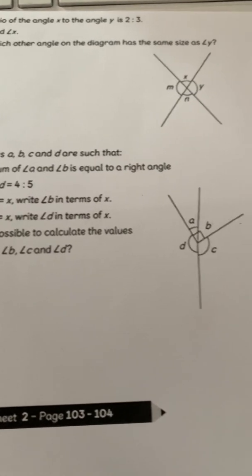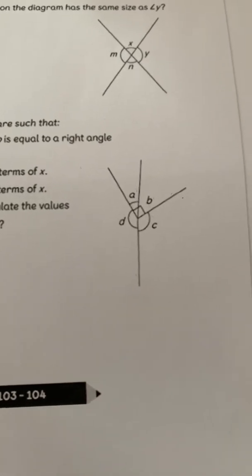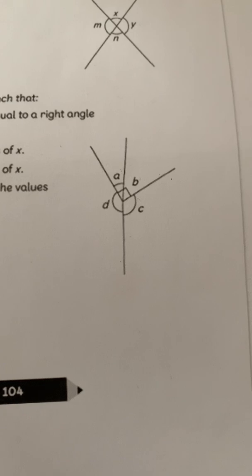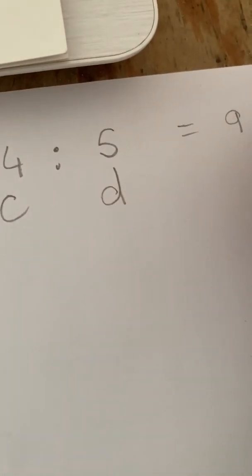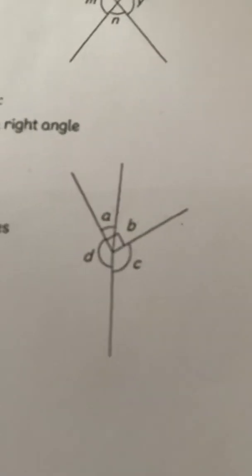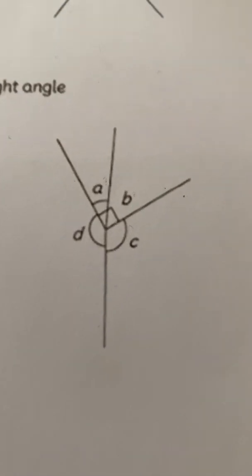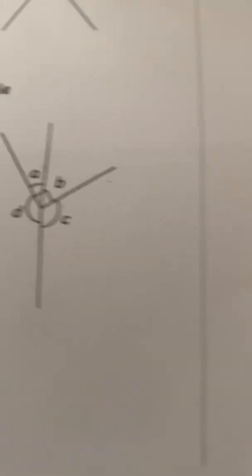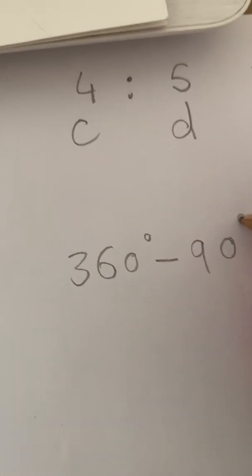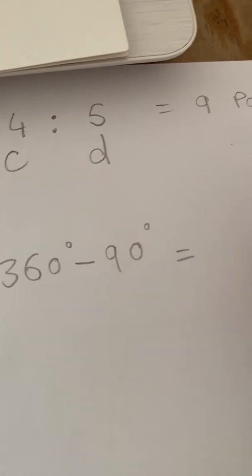So A equals X. At this stage, we don't know what angle A equals. However, we know that A and B together equal 90. And we also know that C and D are 4 parts to 5 parts, which makes up 9 parts. So from what we do know, using our knowledge of angles, we know that all the angles in that circle are going to total 360 degrees. And so far we know that A and B equal 90. So we can take away 90 degrees, which will find out what we need to split the remainder that we are left with into 9 parts.